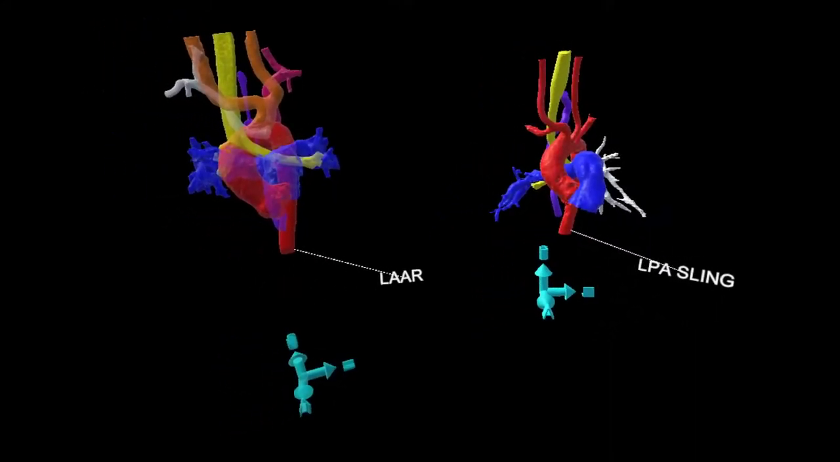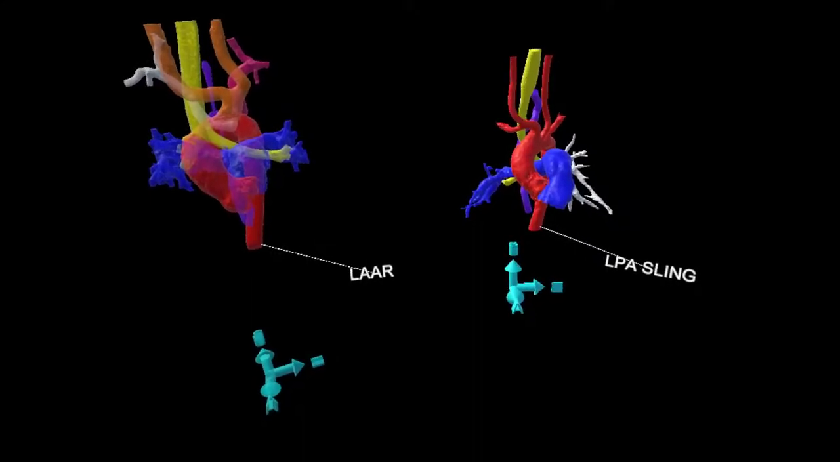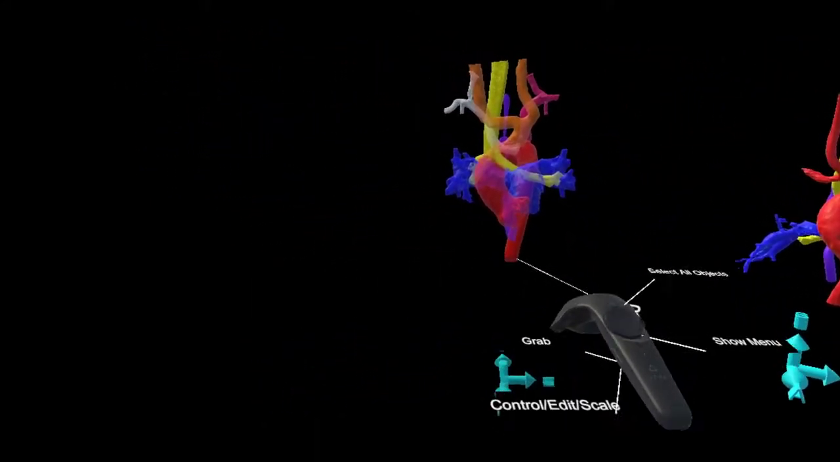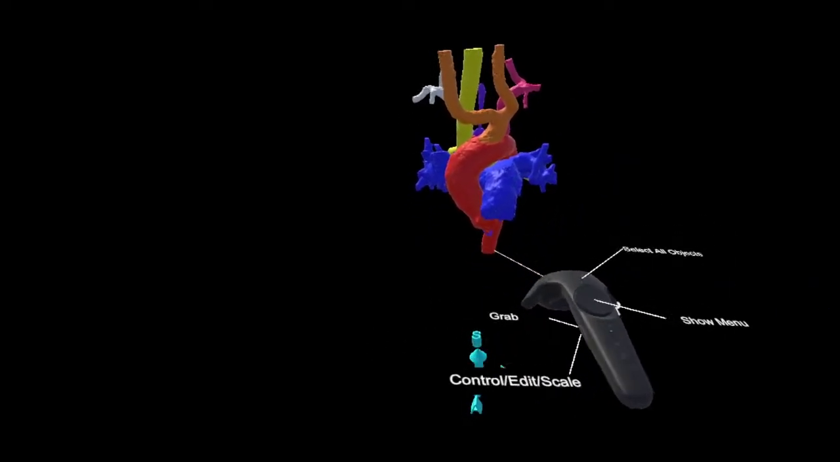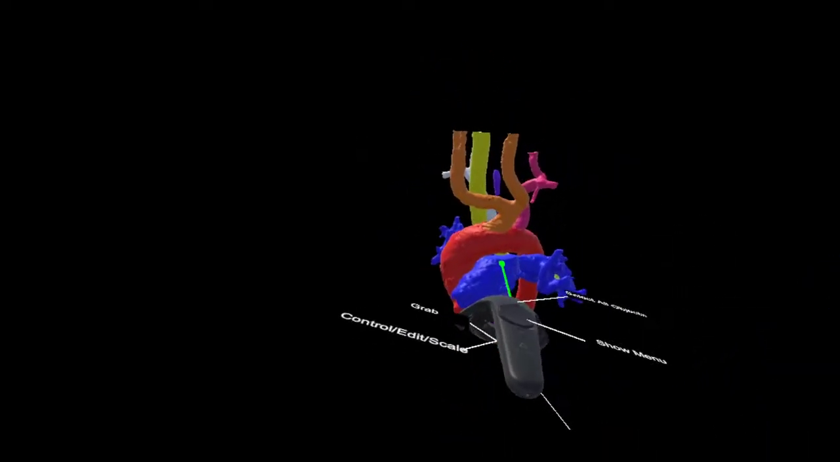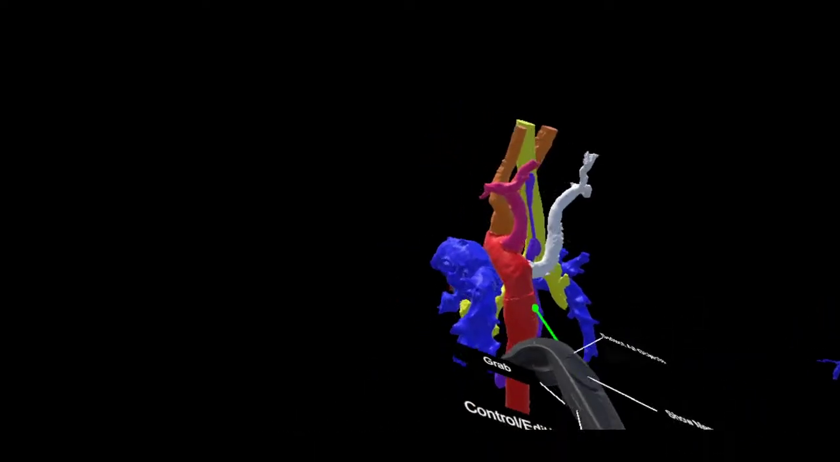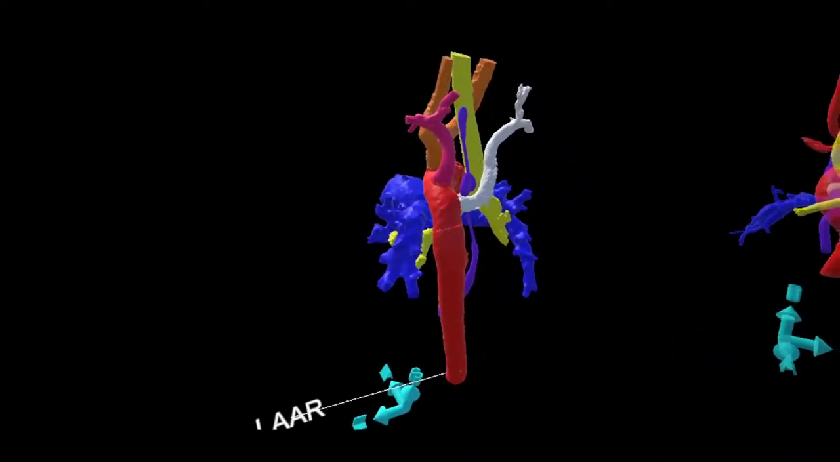These anatomies demonstrate an example of how variably symptomatic vascular rings can be. And I'll explain that more in just a moment. So let's go ahead and start with the left arch aberrant right. So this variant actually arises when the right subclavian takes off from the descending aorta and passes posterior to the esophagus to reach the right arm.